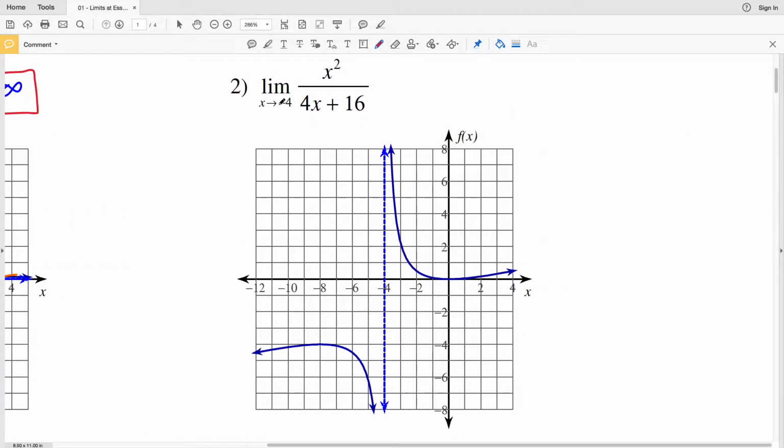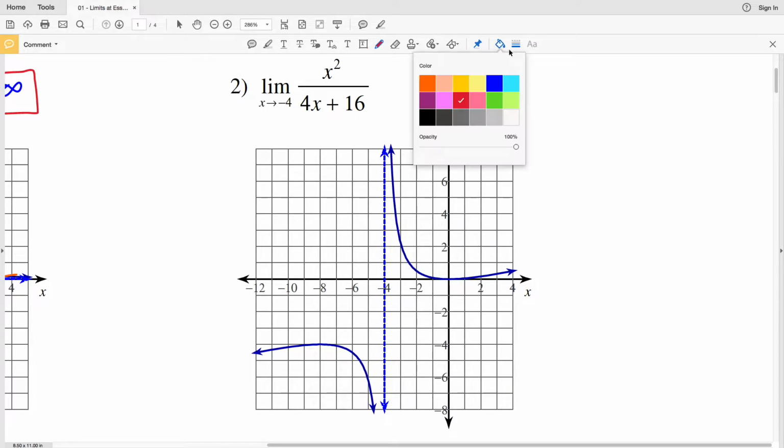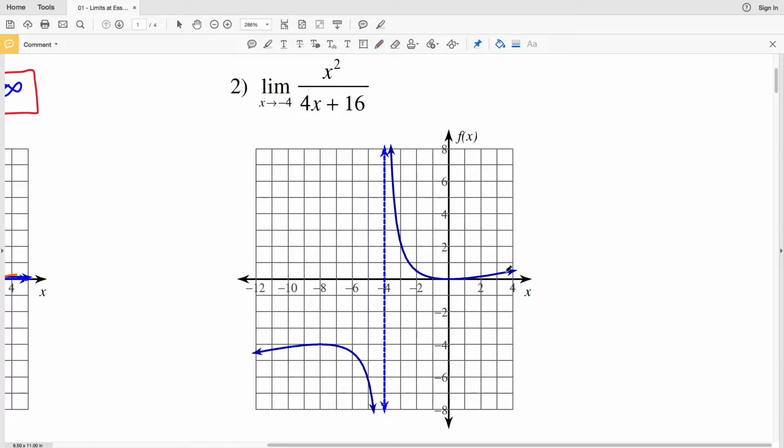In number 2, we have the limit as x approaches negative 4 of x² over (4x + 16). Coming from the right, or from the positive direction, f of x is approaching positive infinity. However, coming from the left, as x approaches negative 4, f of x approaches negative infinity. And because an arbitrarily large positive number is not equivalent to an arbitrarily large negative number, the limit from each side is not equivalent, therefore the limit does not exist.